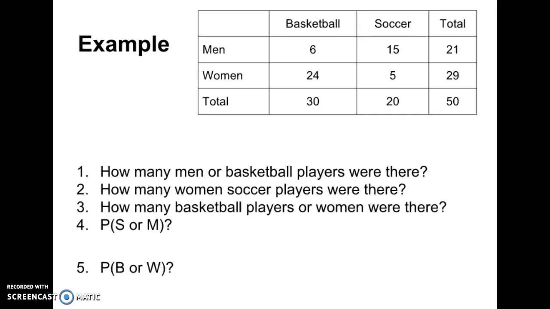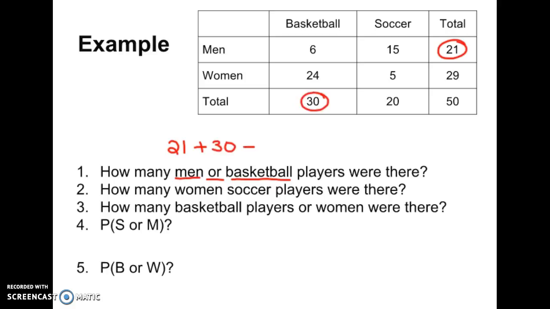It says, how many men or basketball players were there based on the chart? So the key word is "or." They can be a man or they can be a basketball player. So if you go by that formula, I'm going to go ahead and find the number of people surveyed that were men. The number of people that were surveyed that were men, just men, is 21. I'm going to add the number of people surveyed that were basketball players. The total number of people that were basketball players was 30.